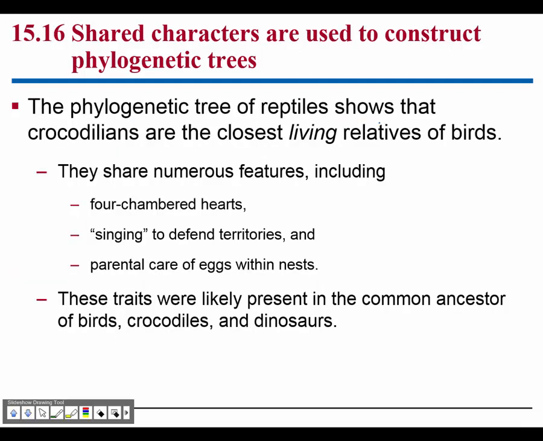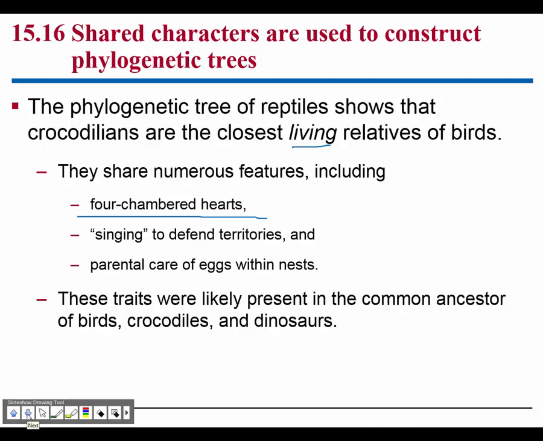So the phylogenetic tree of reptiles shows that crocodilians are the closest living relatives of birds, which is very important, because they share numerous features. They have a 4-chambered heart. We have a 4-chambered heart. Reptiles have a 3-chambered heart. Crocodiles have a 4-chambered heart. That's pretty cool. There's singing to defend territories, parental care of eggs. And so the traits were likely present in the common ancestor of birds, crocodiles, and dinosaurs.